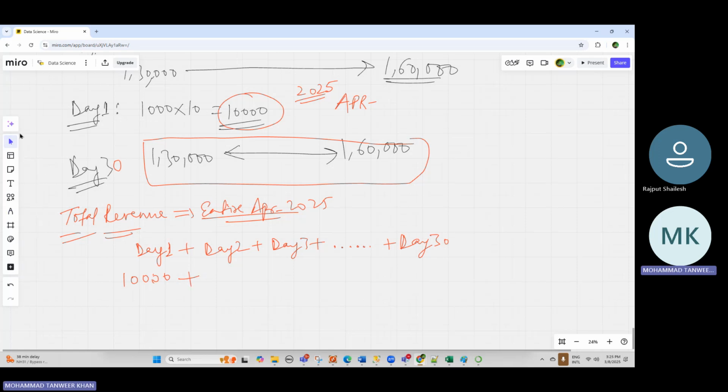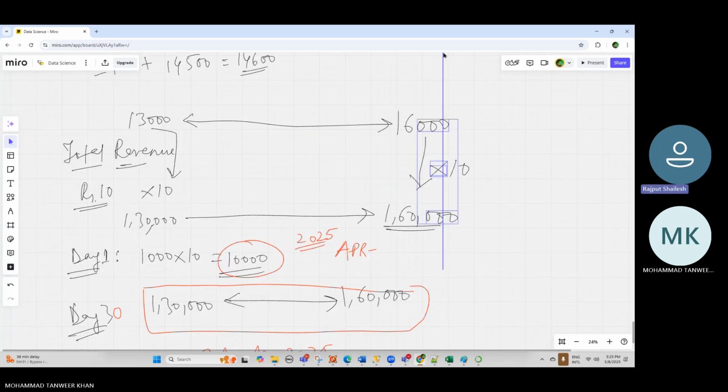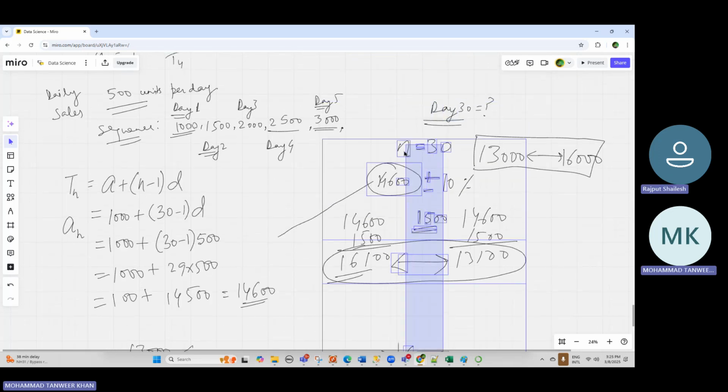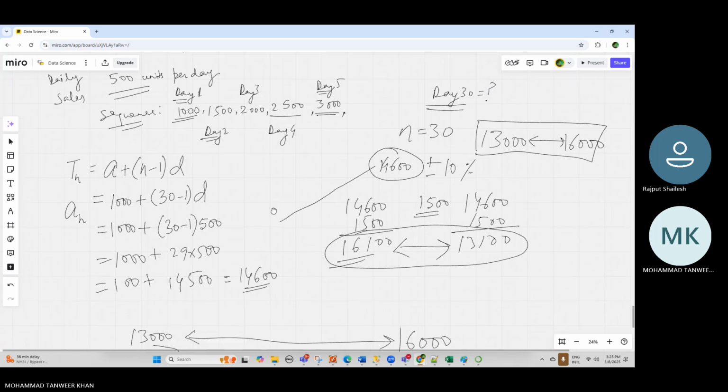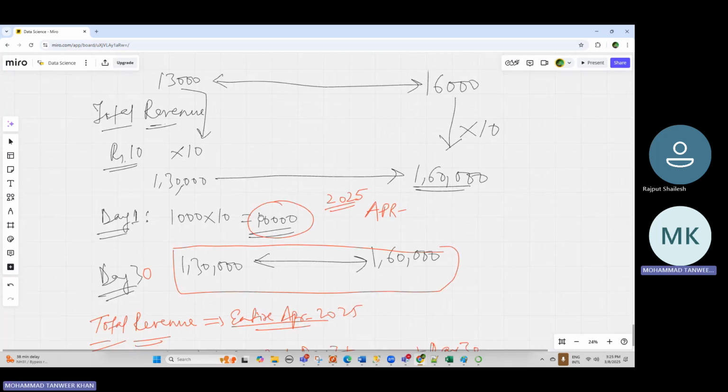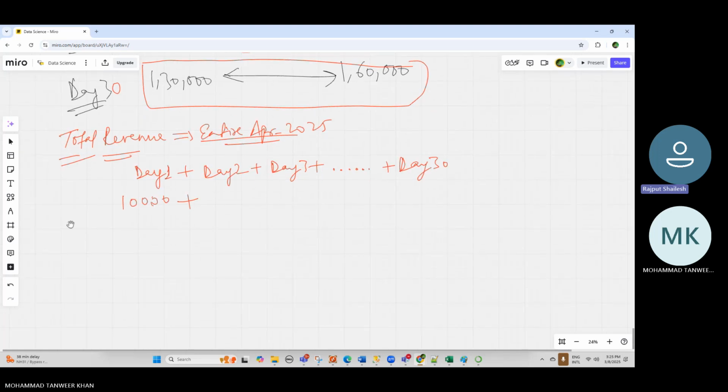Day two का कितना था? 1,500. Yeah, 15,000. 1,500, so multiply by 10 it will be 15,000. Correct. 15,000. So it will be 15,000 for day two. Day three will be 20,000. Similarly, now this is the challenge.